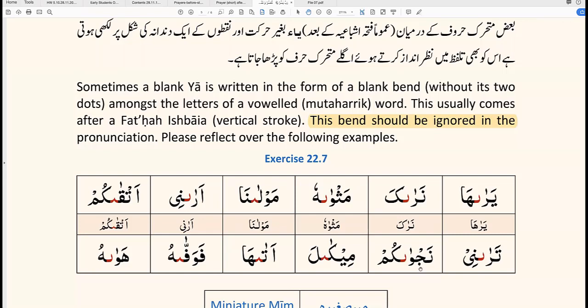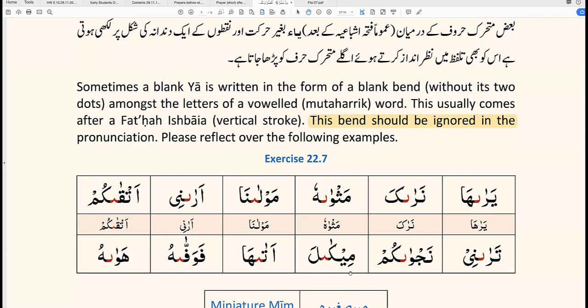Okay. Noon followed by a jeem. Jeem has a sukoon. Noon has a fatha. Naj. Well done. Wa. Najwa. What do we do here? Ignore the ya. Well done. Join these letters for me. Kum. Well done. Najwakum. Well done.